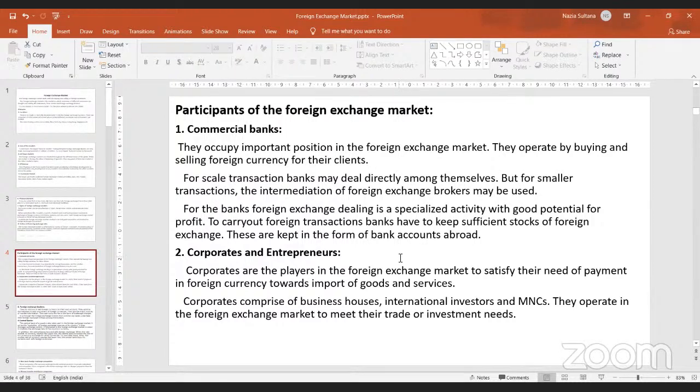So you would have the commercial banks which would have NRI accounts, and these NRIs may instruct the banks to buy or sell foreign currency on their behalf. So the banker will act as an agent there, doing the buying and selling on behalf of the client. Almost all the major commercial banks would want you to open an NRI account, and through that account you can buy or sell the foreign currency.